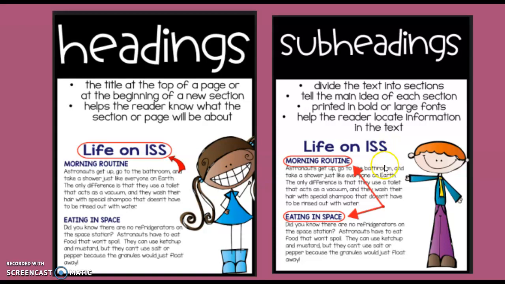That's our heading. And then we have these little bit smaller but still bold and big subheadings. So they say morning routine. So this whole paragraph is going to be under that main idea of morning routine. Then this whole paragraph, it says eating in space. So everything that follows that little subheading is going to be all about eating in space. So the cool thing about informational text is we can easily find the main idea of a paragraph because they give us these subheadings. It's not a mystery. It's not something we really need to hunt for.